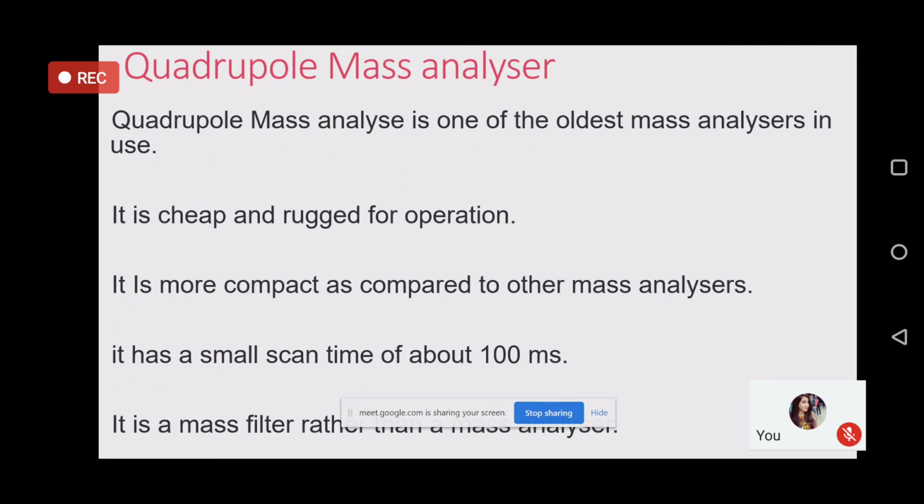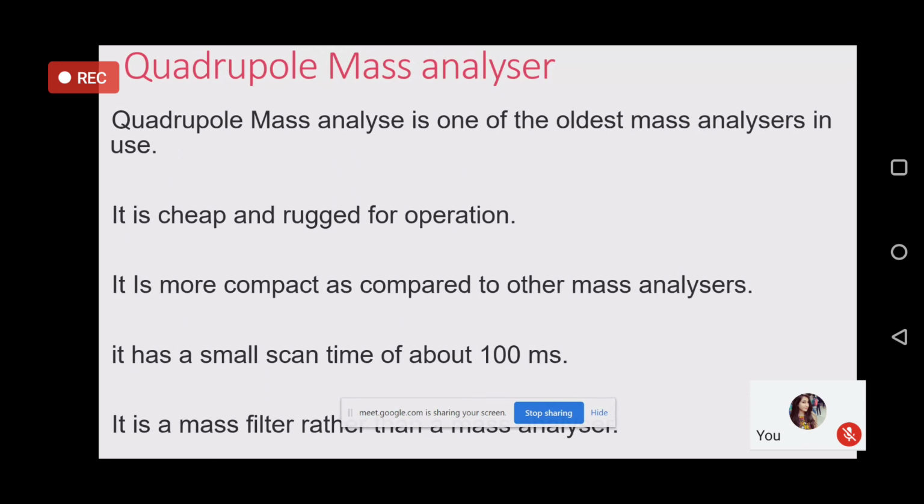It is something similar to what we discussed earlier, which was the double focusing sector analyzer. You are using an electric field, and the electric field deflects. Some ions are deflected to the right, some are deflected to the left, and some move straight depending on their velocity. So that's why you call it velocity focusing or directional focusing. Something similar to that happens in a quadrupole mass analyzer.